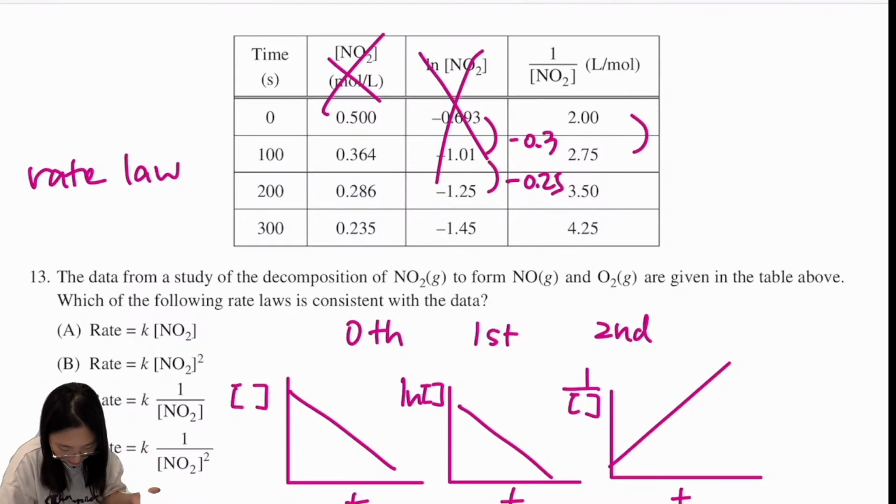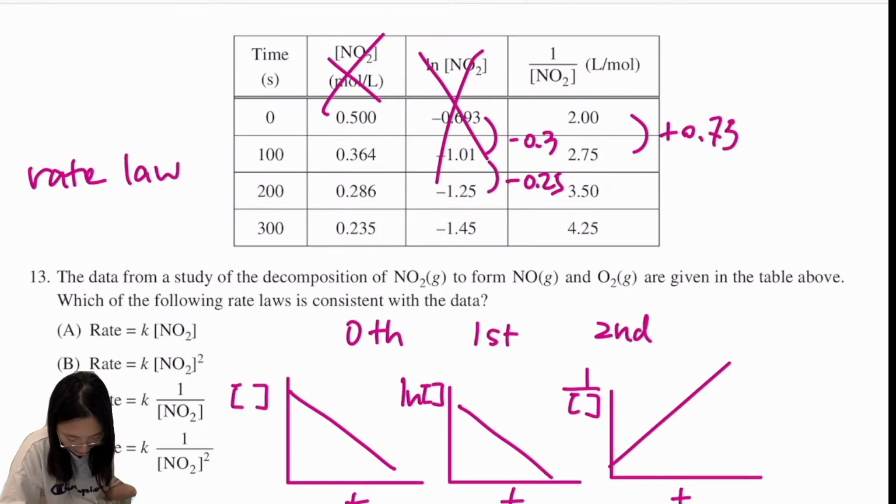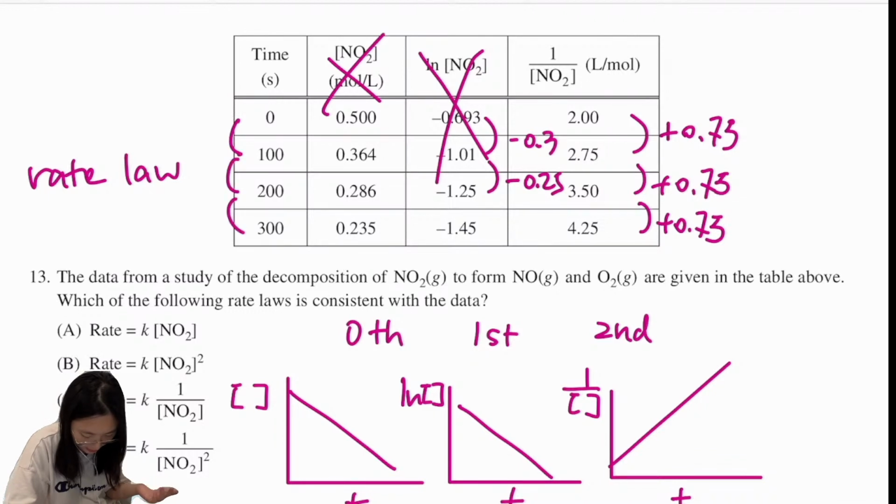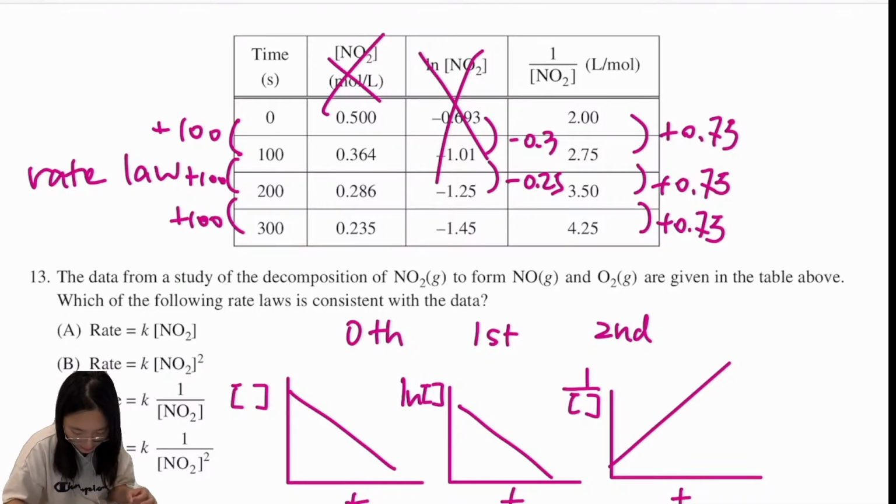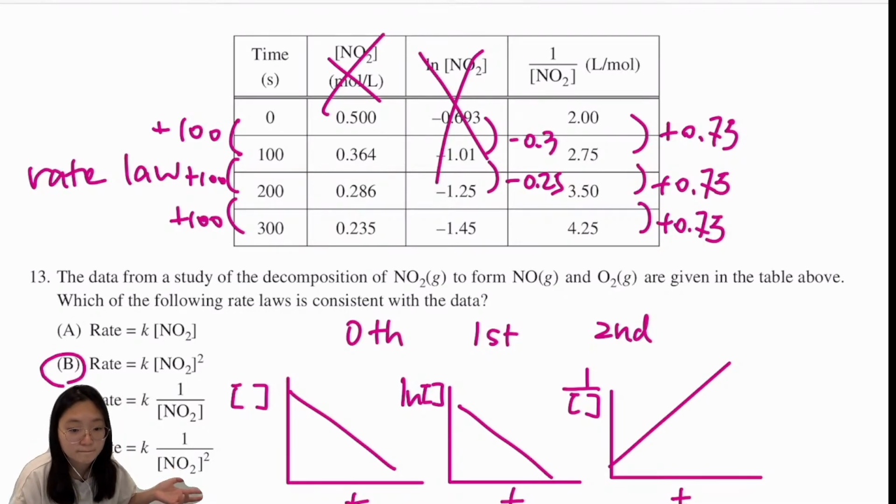The next, it's positive 0.75, positive 0.75, positive 0.75. Okay, so the increment is constant when I'm comparing the time and then the reciprocal of the concentration. So it must be the second order. So it's rate equals K times the concentration raised to the power of 2. So the answer is B.